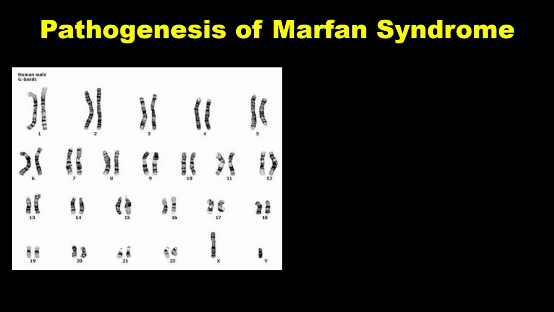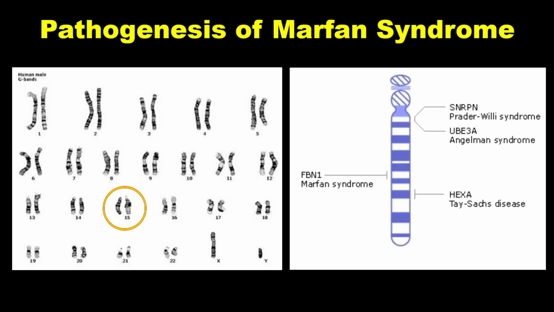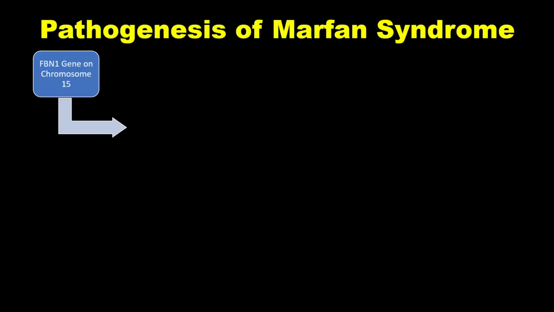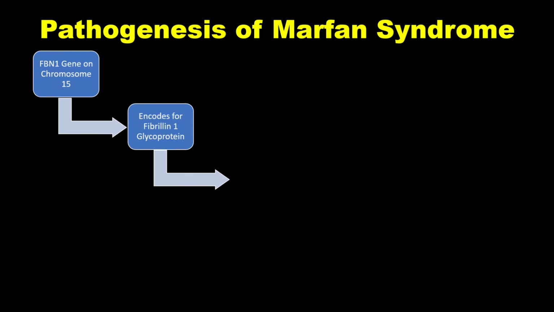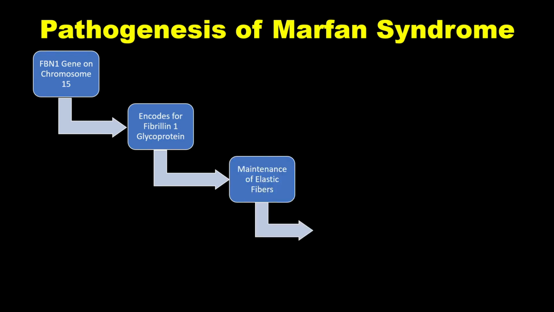To understand the pathogenesis of Marfan syndrome, we have to know about a gene called FBN1. This FBN1 gene is present on chromosome 15, and mutation of this gene is the primary cause of Marfan syndrome. This FBN1 gene on chromosome 15 encodes for fibrillin-1, which is a glycoprotein component of the extracellular matrix. Fibrillin-1 is essential for biogenesis and maintenance of elastic fibers.